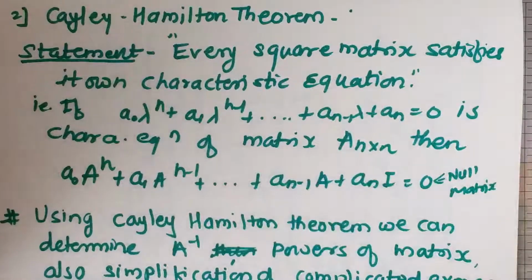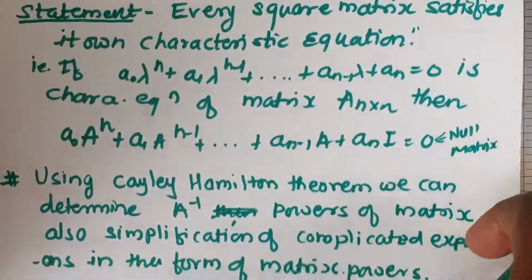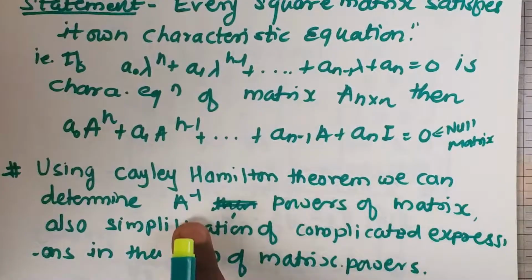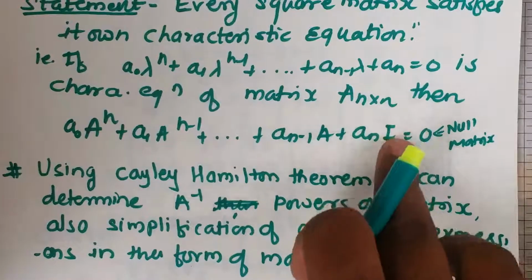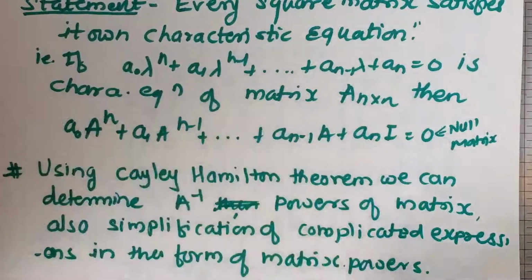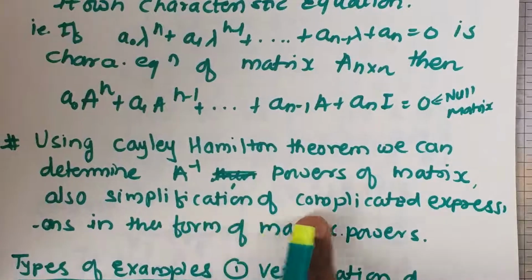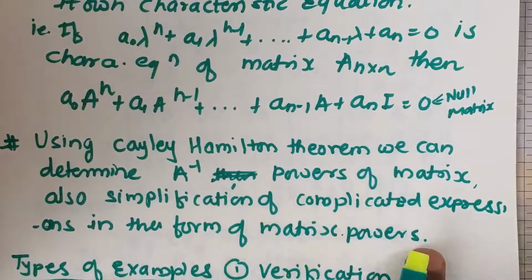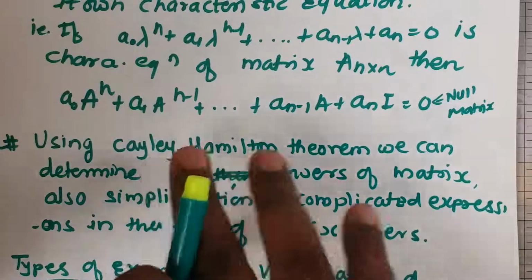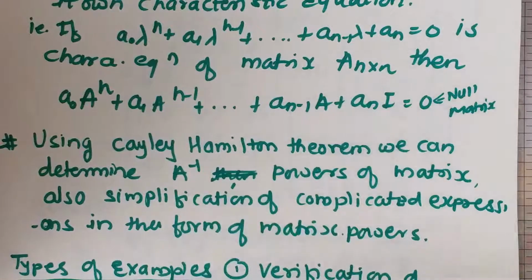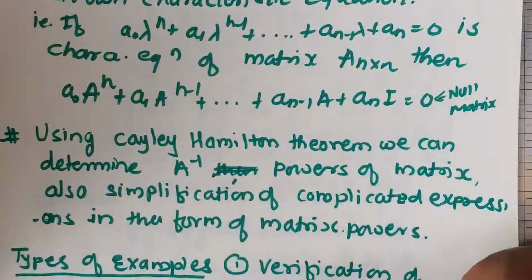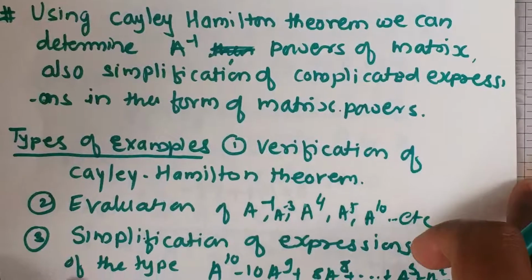Now, using this Cayley-Hamilton theorem we can determine A inverse also. Then we can determine various powers of that particular matrix. Also, in the simplification of complicated expressions in terms of matrix powers, we can use the Cayley-Hamilton theorem. Whenever we have a big expression in the form of powers of matrices, we can simplify it using the Cayley-Hamilton theorem. And that we are going to see in the examples based on the Cayley-Hamilton theorem.